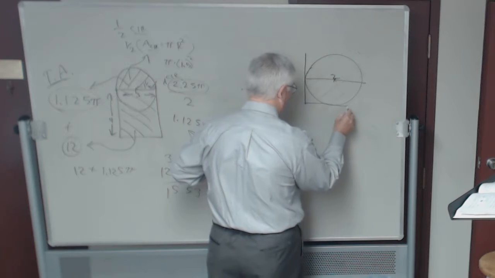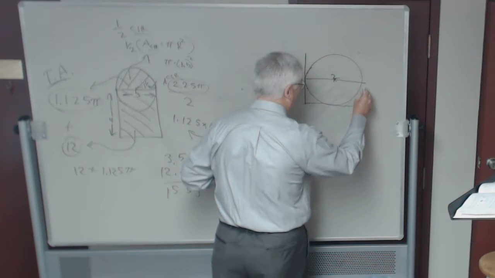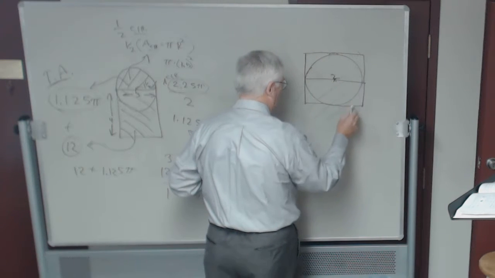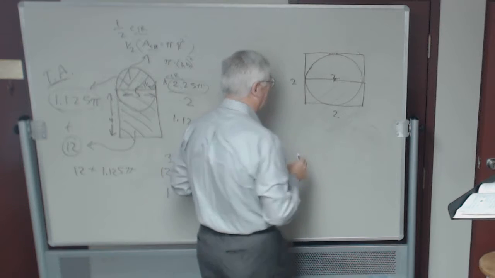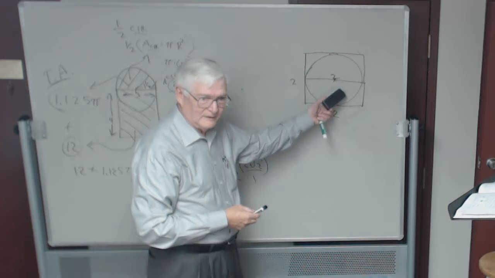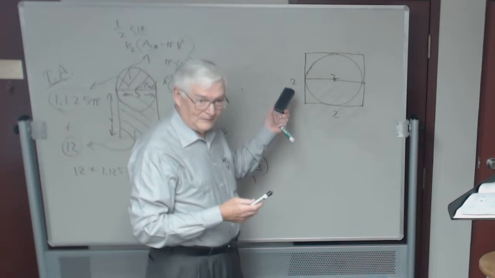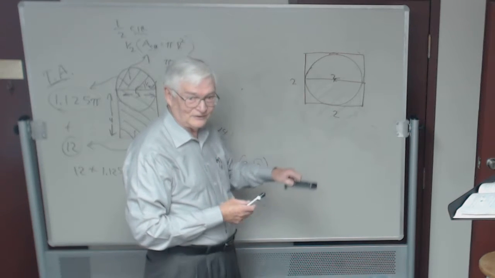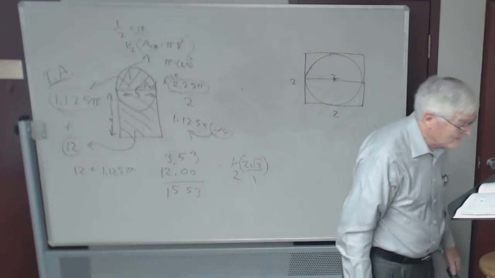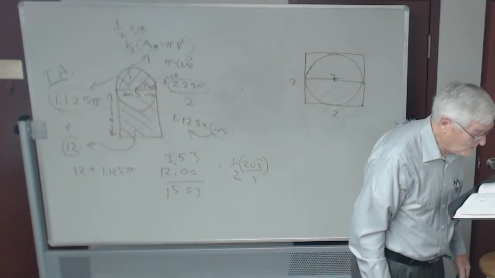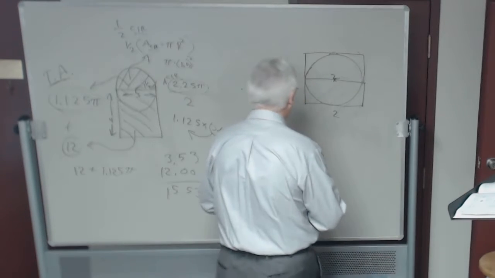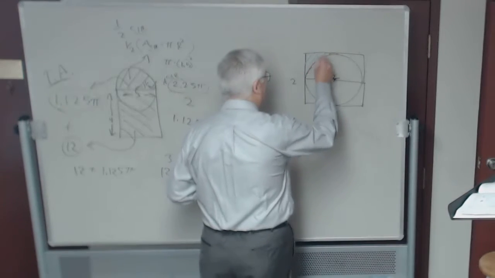It's just a circle 2 by 2 with corners. 2 by 2. Everybody agree? So that means the circle's inside the square. And for the other problem, the square was inside the circle. So now we've got the picture. What's the area of the region inside the square and outside the circle? They want to know this region here.